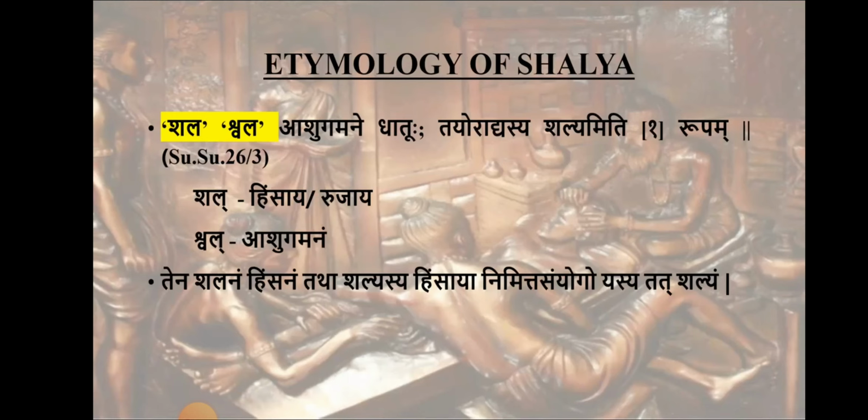About the Nirukti, it is told: Shalashwal Ashugamane Dhatu Tayoradyasya Shalyamiti Rupam. So, the word Shalya is derived from Shal and Shwal Dhatu. Okay. And the Shal and Shwal Dhatu have the meaning Ashugamana, that is, which is moving quickly. And the word Shal has another meaning like Himsaya or Rujaya, that means which is causing pain or injury. So from Tayoradyasya Shalyamiti, from the Shal Dhatu, this Shalya word has originated, with meanings like Himsaya or Rujaya, which cause pain or injury, as well as Ashu Gamana, moving quickly.